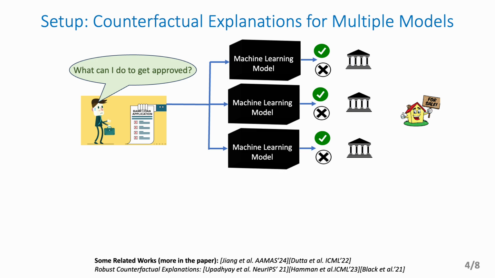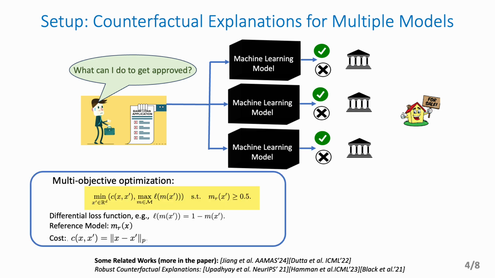This problem can be written as a multi-objective optimization as follows. Given a data point x, the goal is to find a counterfactual x prime which has the minimum cost and which is essentially accepted by all the models. We can write a loss function L where lower loss means the model prediction is closer to 1. We now want to minimize this loss for all models. That is, minimize the maximum or worst case loss across all the models.